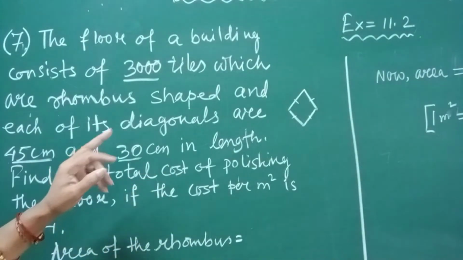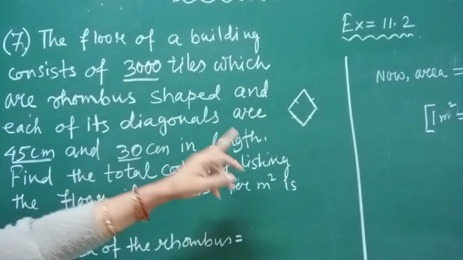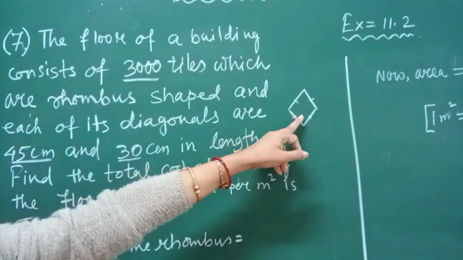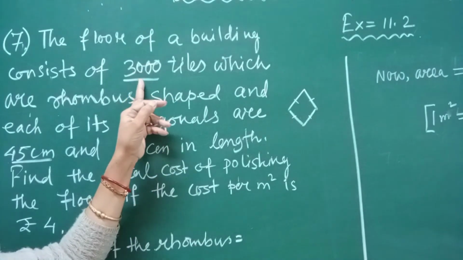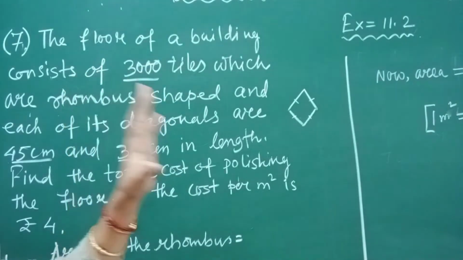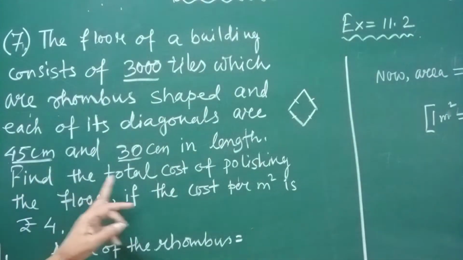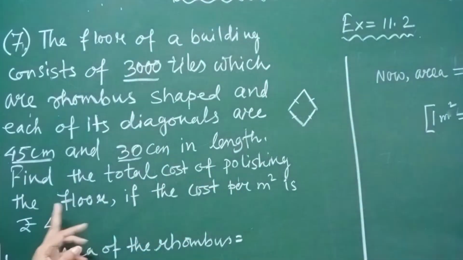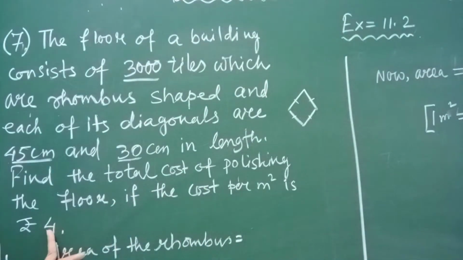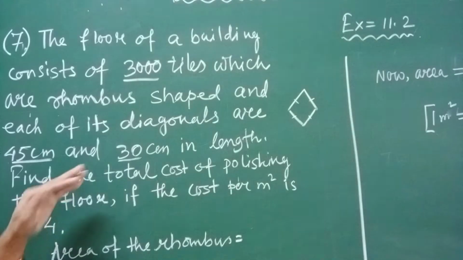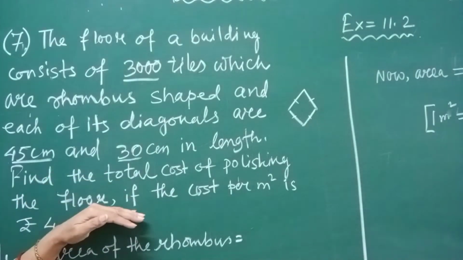How many tiles are there? Same shape. 3000 tiles are there. So first of all you have to find the area of one tile. Then you will multiply this area with 3000 to find the total area of that floor. Find the total cost of polishing the floor if the cost per meter square is rupees 4. This is the next part of the sum. You have to find the cost of polishing the floor.